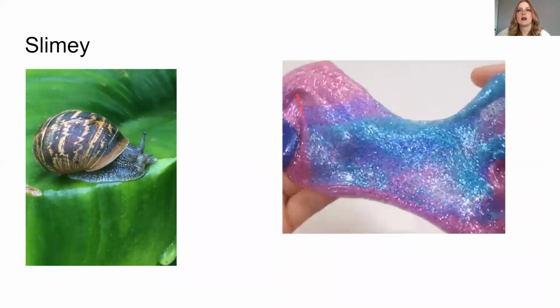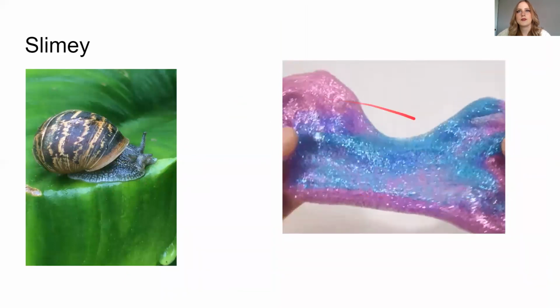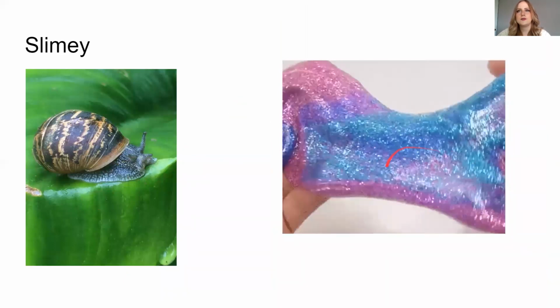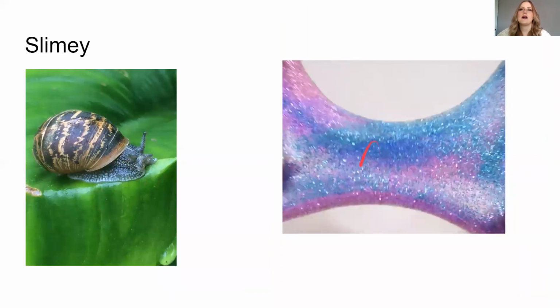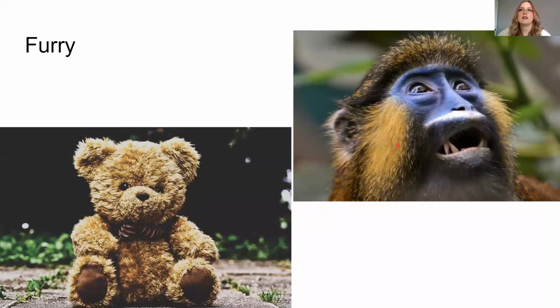And then we have our actual slime, and you can tell it's slime, one, because it's shiny and wet looking, and two, because it's not wet like water, it's more like sticky. Then we have furry. So all different animals have different types of fur. Some are more soft, some are more rough, some are spiky, but they still have fur. And then we have furry like a stuffed animal.